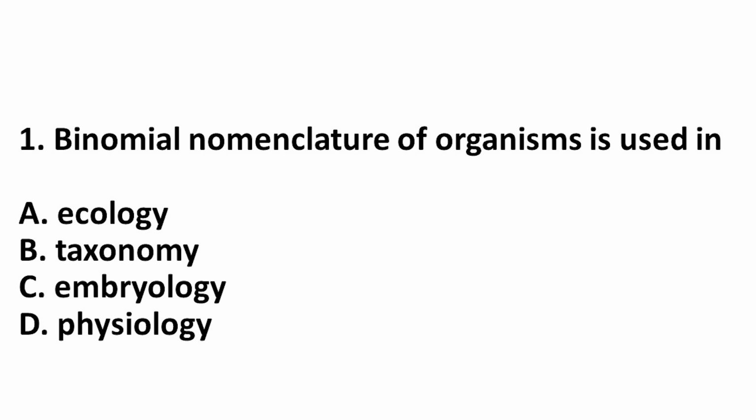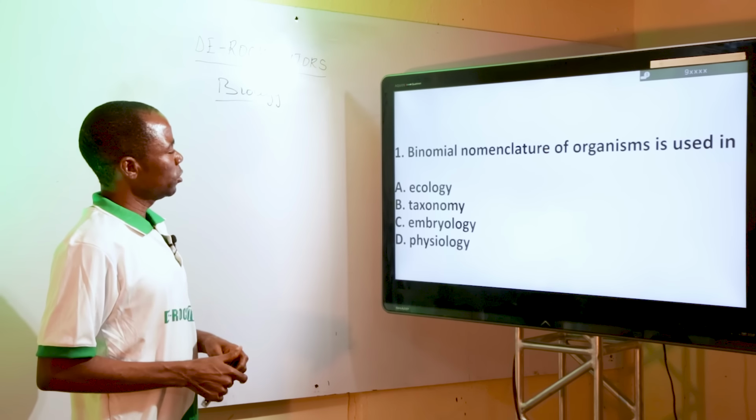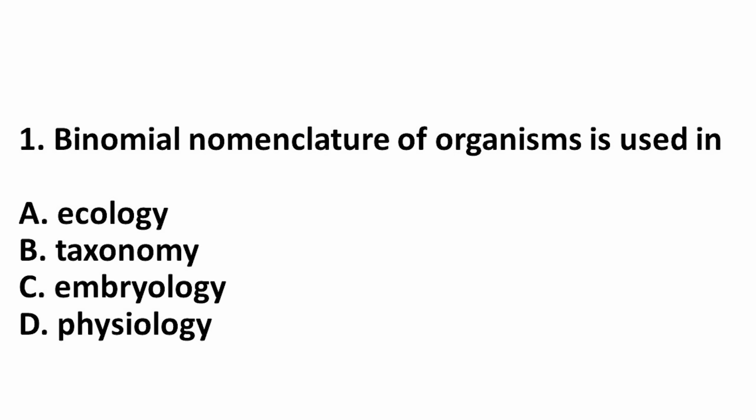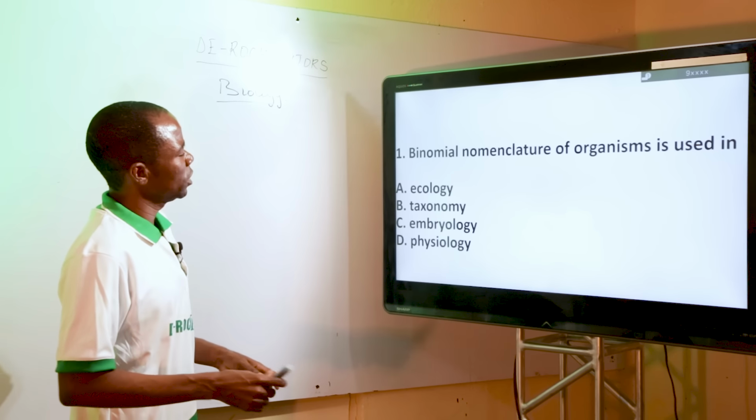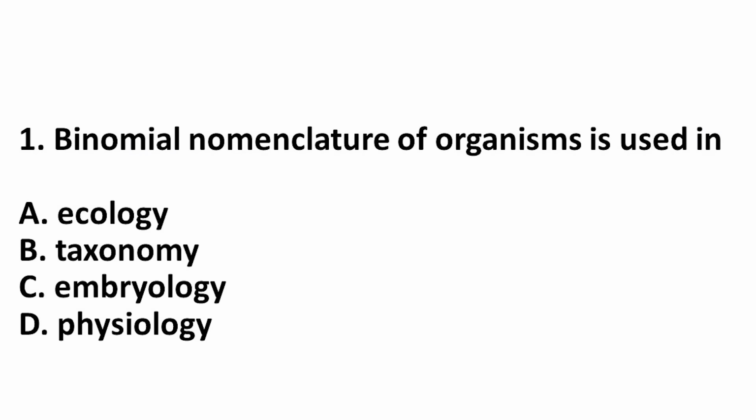Binomial nomenclature of organisms is used in: A. ecology, B. taxonomy, C. embryology, and D. physiology. Obviously, the correct answer here is taxonomy.